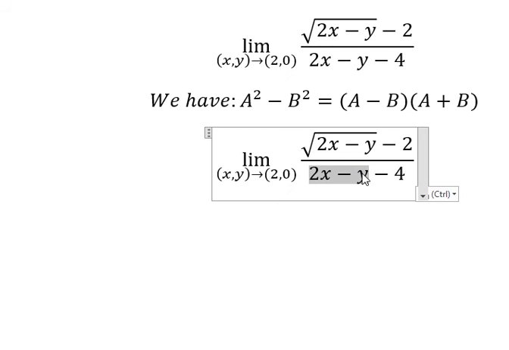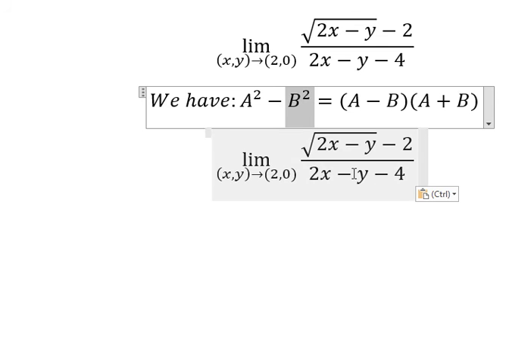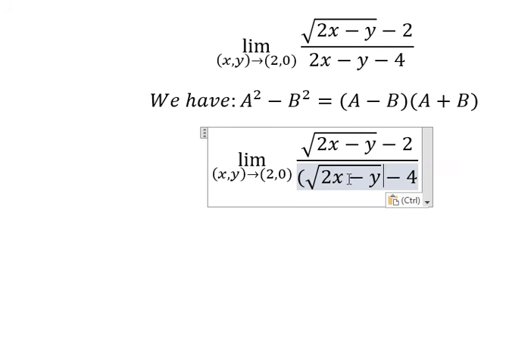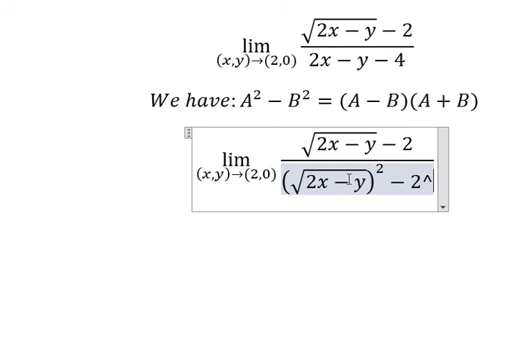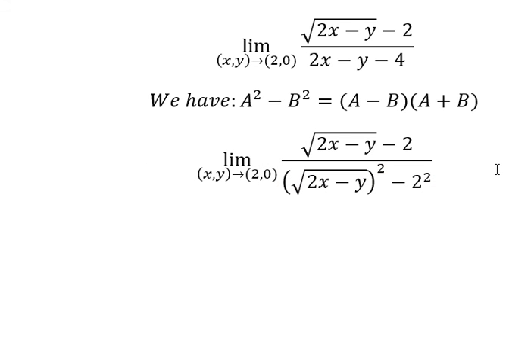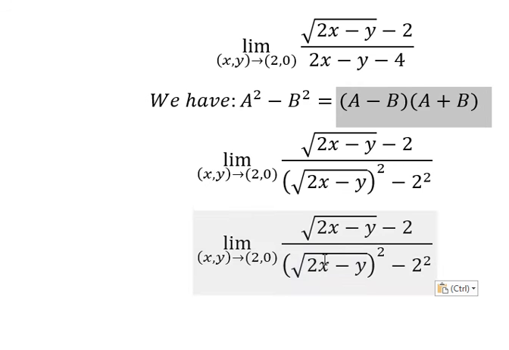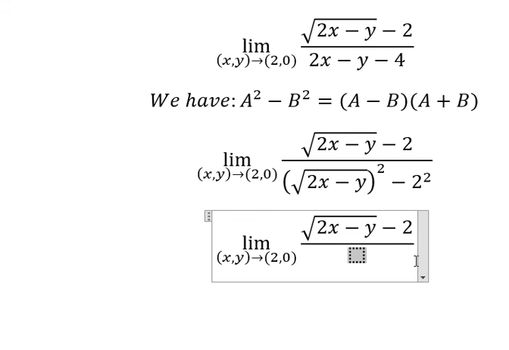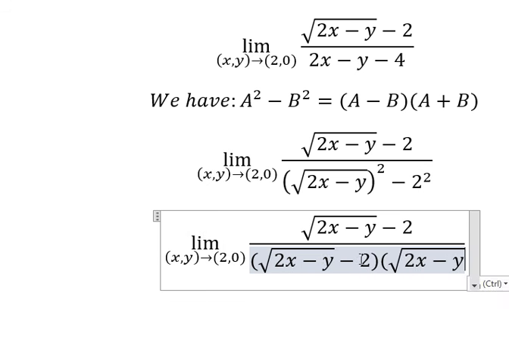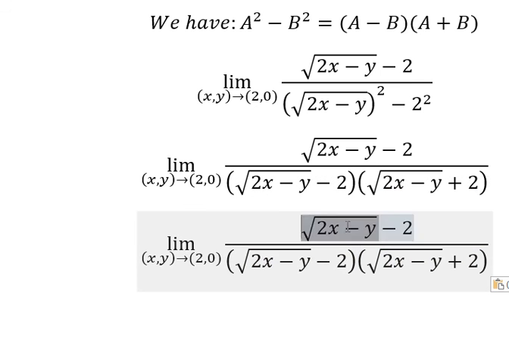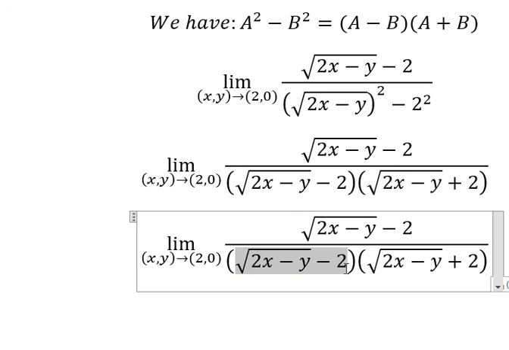So this one, that is about a². Number 4, that is about b². So we need to transform this one into this one. So we simplify this one over this one.